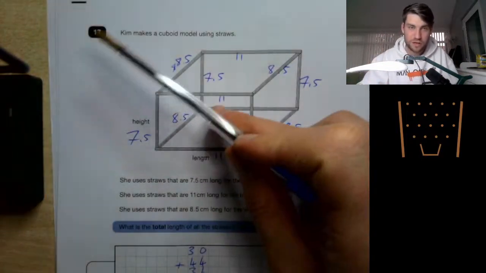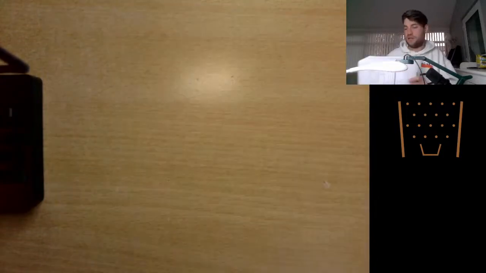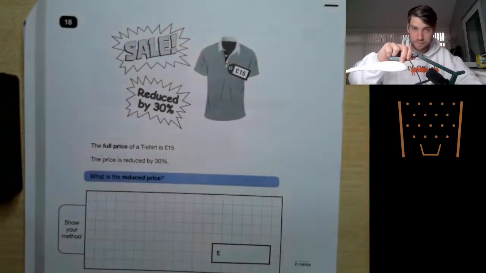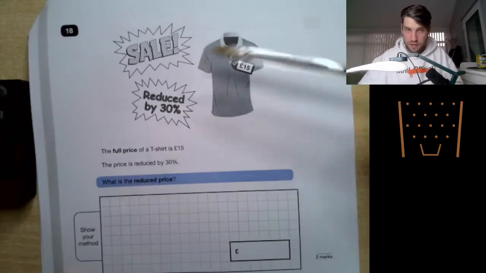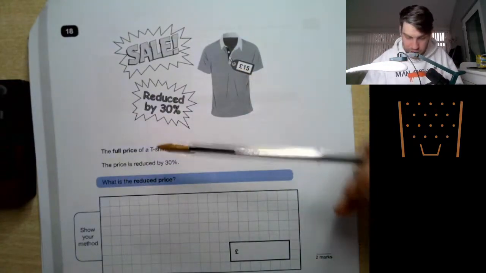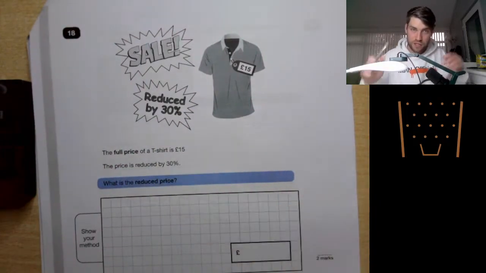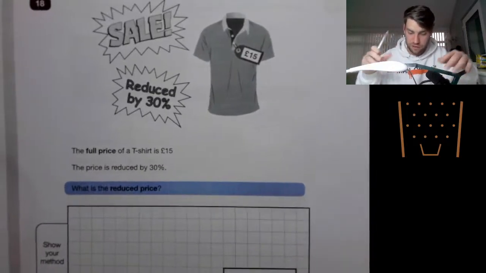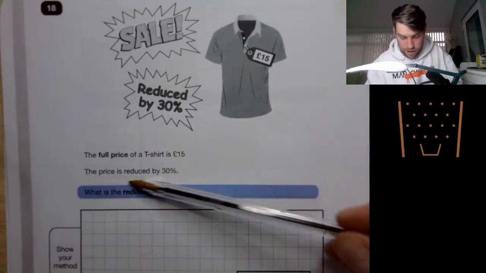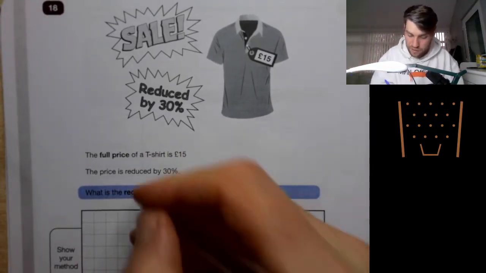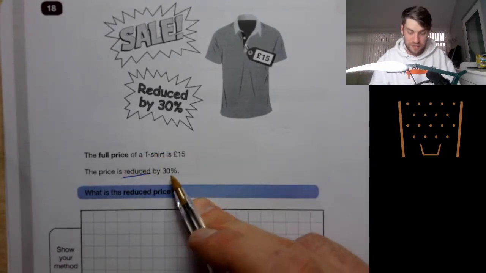That was question 17. Question 18. Oh, a sale's on. Love a sale. Right. T-shirt, £15, reduced by 30%. So the full price of a T-shirt is £15, not anymore. This cost of living. I wish. The price is reduced, so that means it's going down, because it's a sale. Prices go down in a sale by 30%.